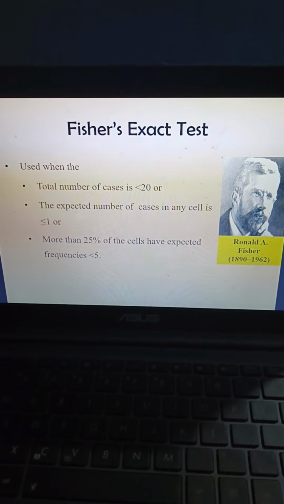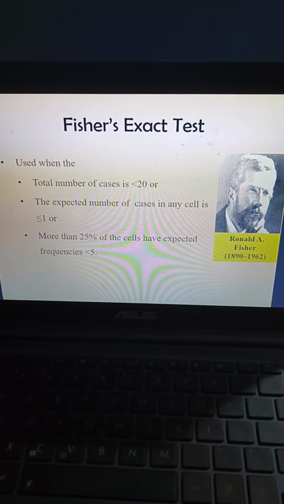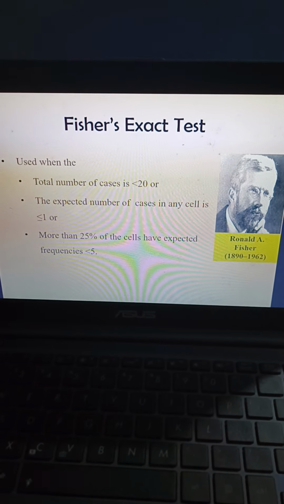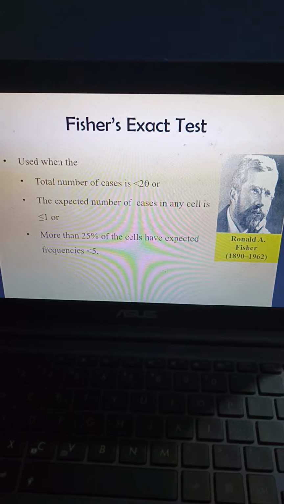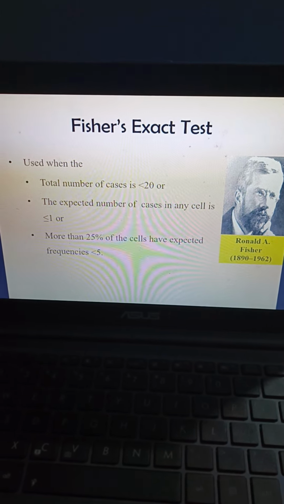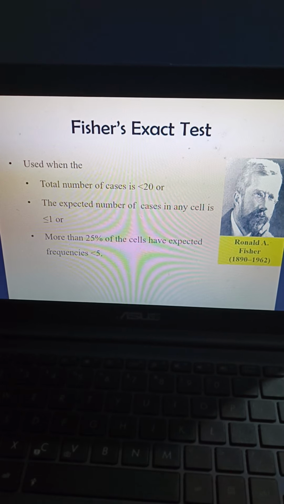Then coming to Fisher's exact test, used when the total number of cases is less than 20, or the expected number of cases in any cell is less than or equal to 1, or more than 25% of the cells have expected frequencies less than 5.